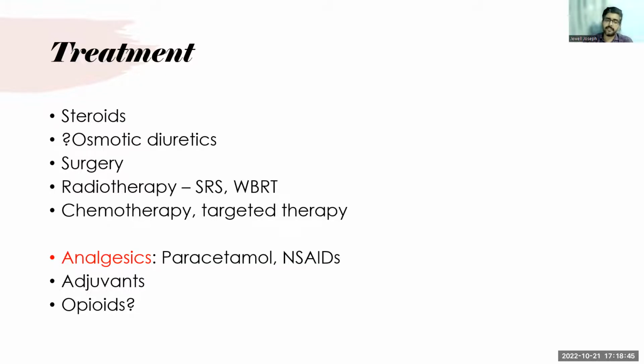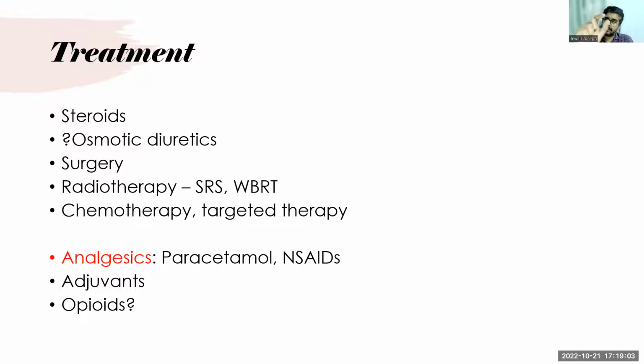Next, other definitive treatment options would be surgery, radiotherapy, and chemotherapy. Surgery, if there is a primary brain tumor, a single tumor, we can actually excise it. And even in brain metastasis, if there is a single metastasis, surgery is an option. Radiotherapy can either be a stereotactic radiotherapy or whole brain RT.